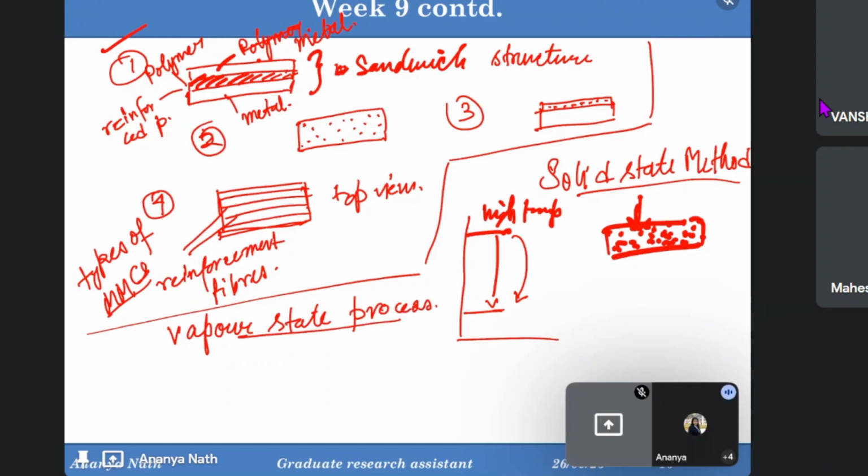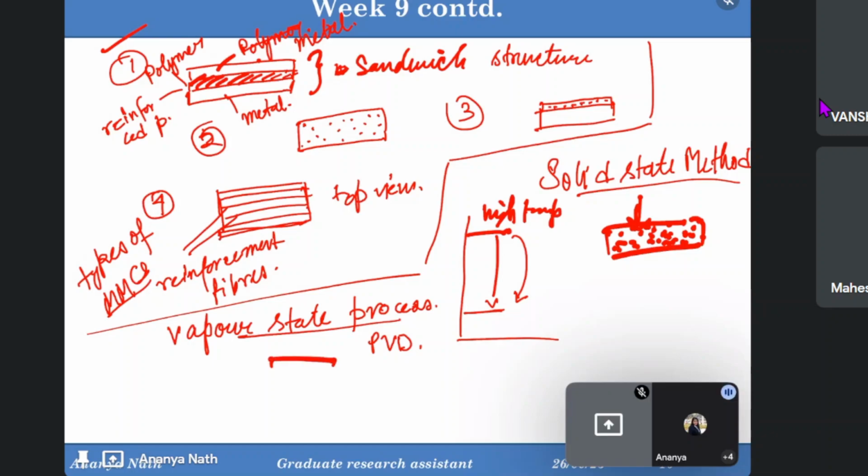So it comes with the popularly known method, which is physical vapor deposition, also called PVD. There you will just supply the material in the form of vapor, and the vapor will be deposited over the substrate. Vapor means nothing.